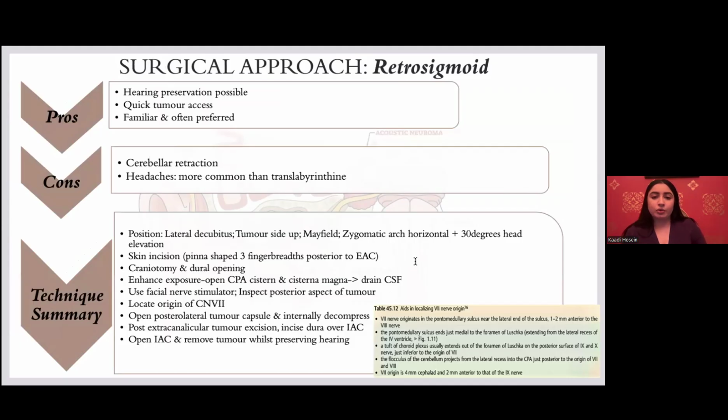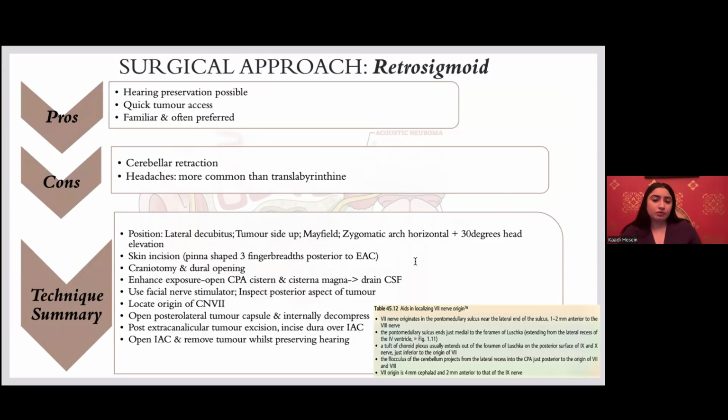For the retrosigmoid approach, the pros are the possibility of hearing preservation, quick access to the tumor, and its familiarity to surgeons, which is often preferred. The approach is very versatile, with Samii et al. performing all resections via this approach and achieving a significant amount of brain relaxation and improved exposure by using the sitting position, which also has associated complications.